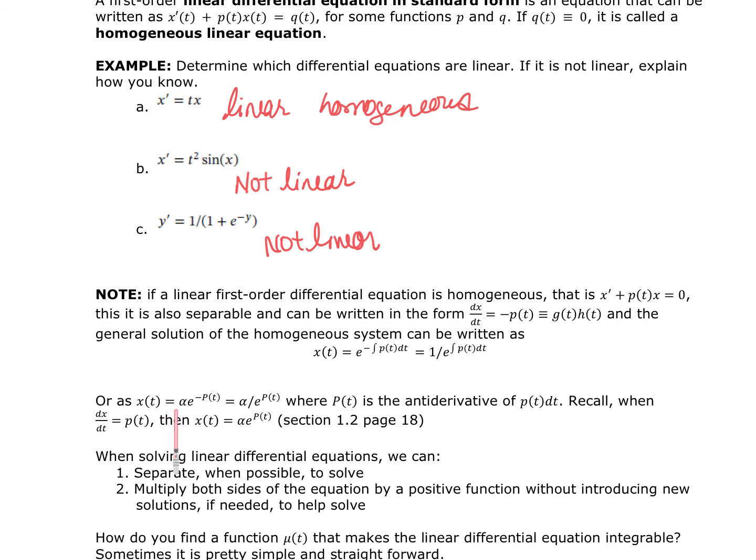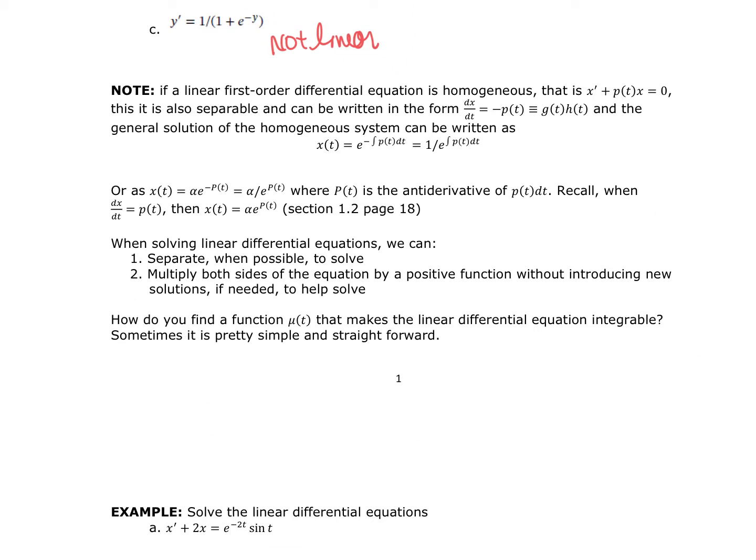Or as x of t is alpha e raised to the negative P, or equivalently alpha divided by e raised to the P, where this is a capital P, the antiderivative of p of t. Now this comes from our previous section 1.2, page number 18. When we're trying to solve linear differential equations, we can separate if it's possible and then solve. We can multiply both sides by a positive function, provided it's positive, without introducing any new solutions, if this helps us. So how do you find a function mu of t that makes a linear differential equation integrable?